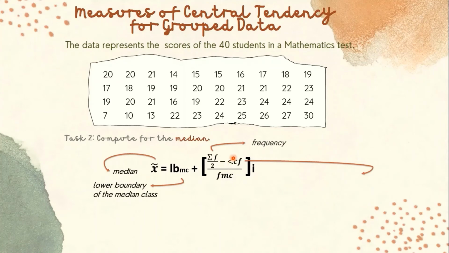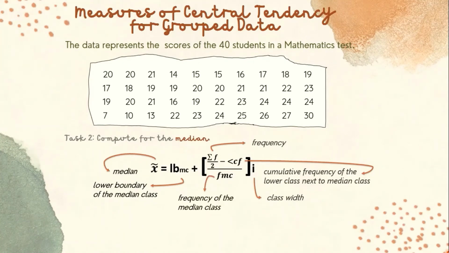This one, as we can see, is the symbol for less than, an inequality symbol. CF stands for cumulative frequency. So this is the cumulative frequency of the lower class next to the median class. I stands for the class width, and FMC stands for the frequency of the median class. Aside from that, notice that we have sigma notation F, which refers to the total frequency. Sigma notation F divided by 2 means that the total frequency must be divided by 2.